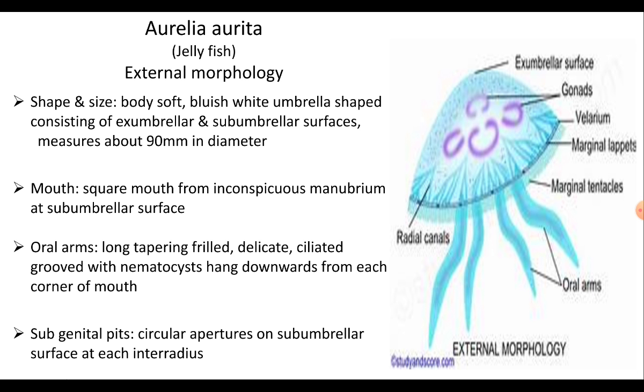As you notice in the picture, the circular margin of the umbrella or bell shape is broken into 8 lobes by 8 notches, 4 of which are perradial and the other 4 interradial in position. In each notch, there are 2 delicate leaf-like processes called the marginal lappets, and between the lappets there is a small sensory organ called the tentaculocyst or rhopalium.